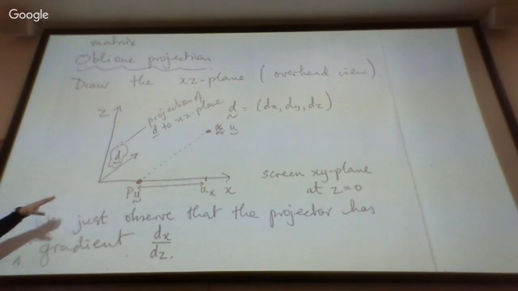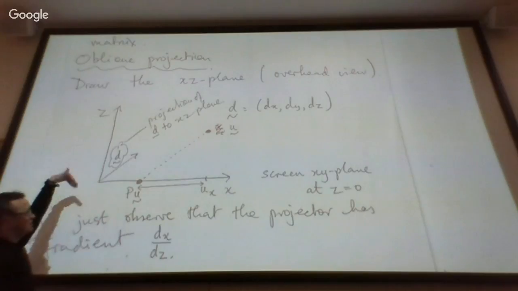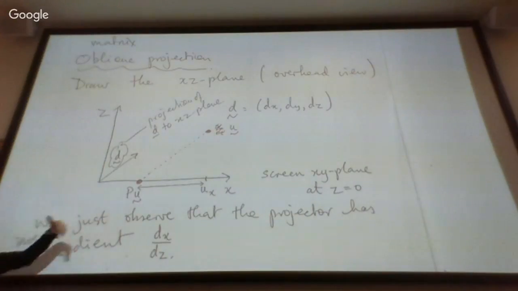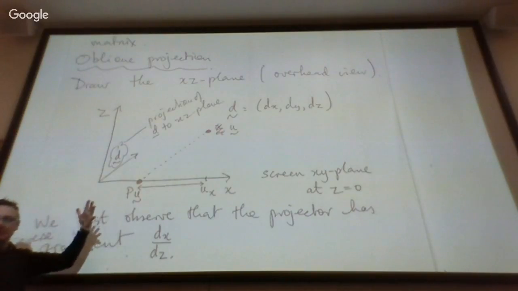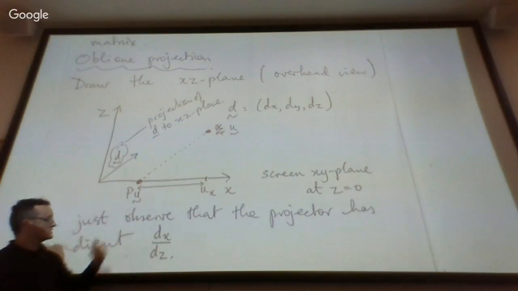gradient. Because when we look at a graph like this, we normally define the gradient of a line to be the change in the vertical coordinate relative to a change in the horizontal coordinate. But that's just a convention. Equally well, you can still measure the same quantity by talking about the change in the horizontal coordinate relative to the change in the vertical coordinate.